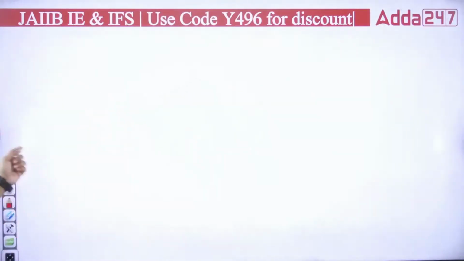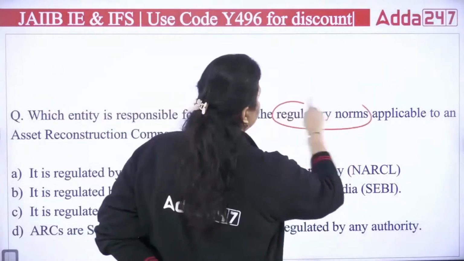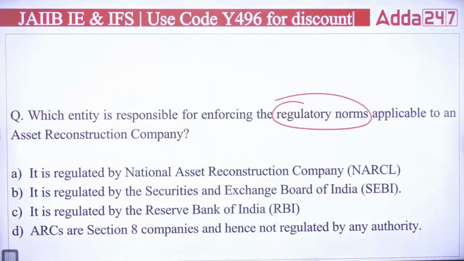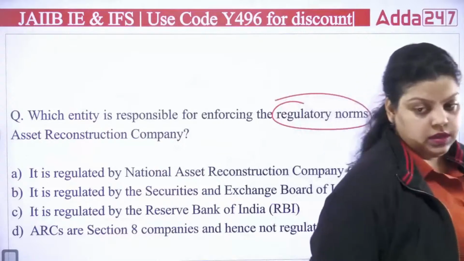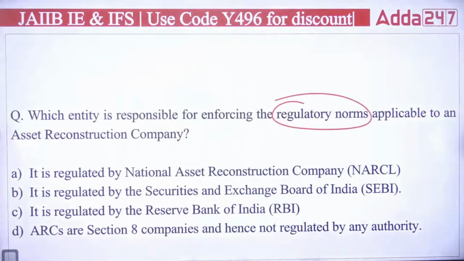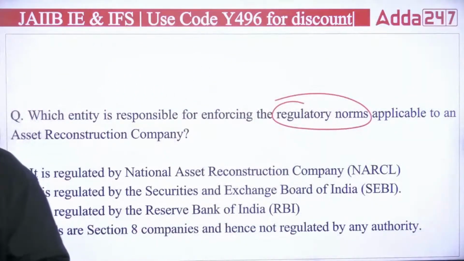Very good. Next question. Which entity is responsible for enforcing the regulatory norms applicable to the asset reconstruction company? Is it NARCL, is it SEBI, is it RBI, or asset reconstruction companies are Section 8 companies and hence not regulated by any authority? Which of the following is correct? Asset reconstruction companies follow the regulatory norms of which entity here? A, B, C or D?